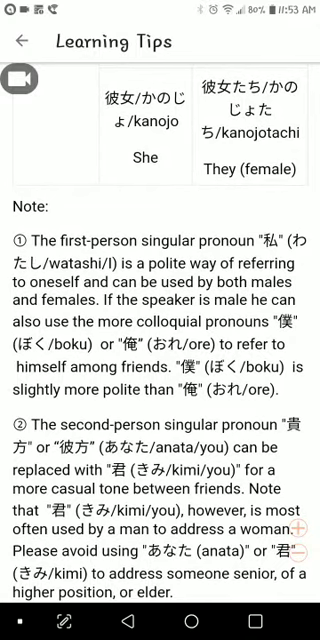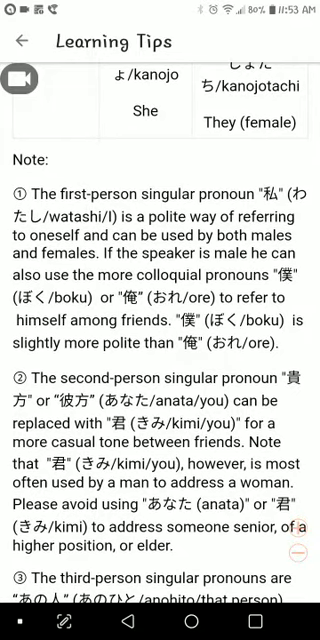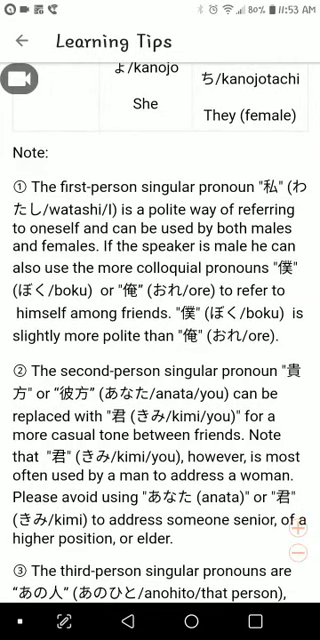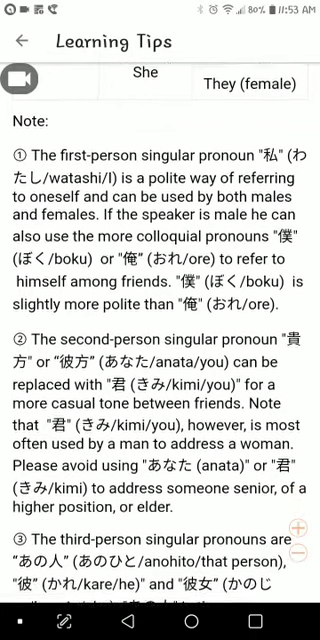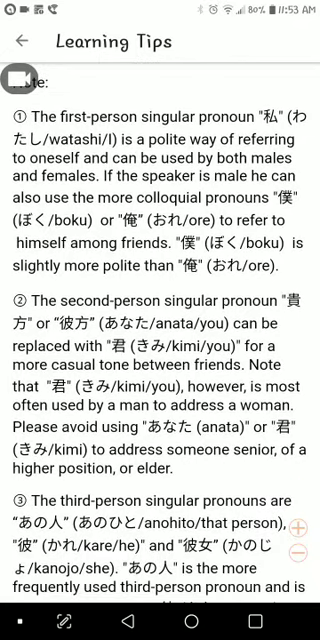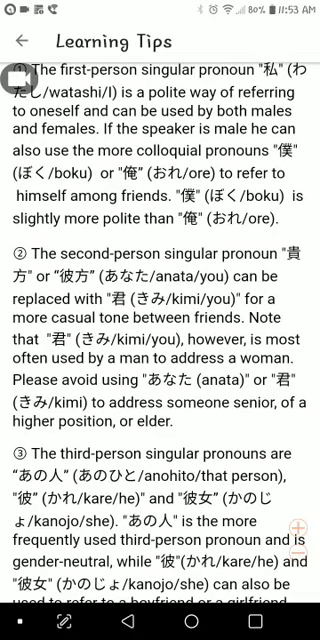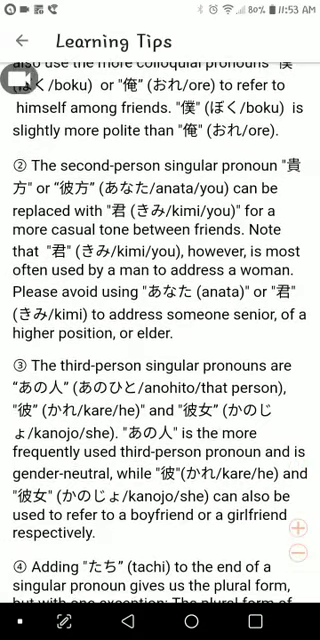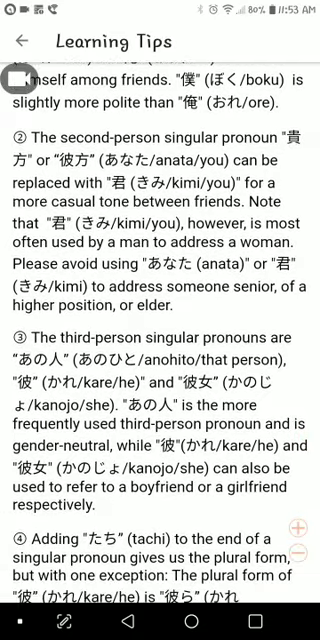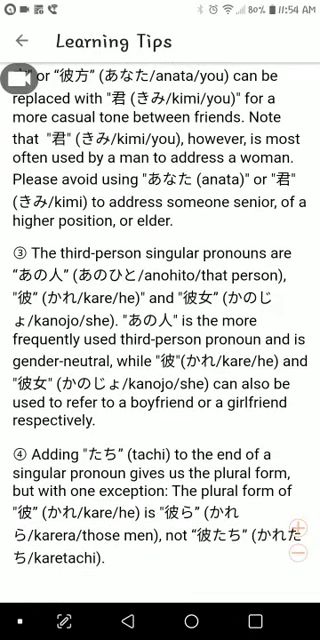If the speaker is male, he can also use the more colloquial pronouns boku or ore to refer to himself among friends. Boku is slightly more polite than ore. The second person singular pronoun, anata, can be replaced with kimi for a more casual tone between friends. Note that kimi, you, is however mostly used by a man to address a woman. Please avoid using anata or kimi to address someone senior, of a higher position, or elder.